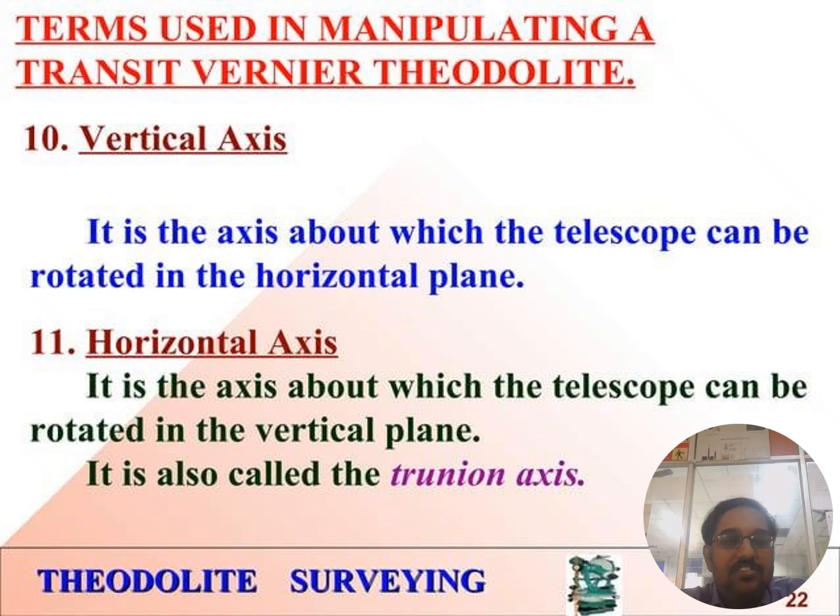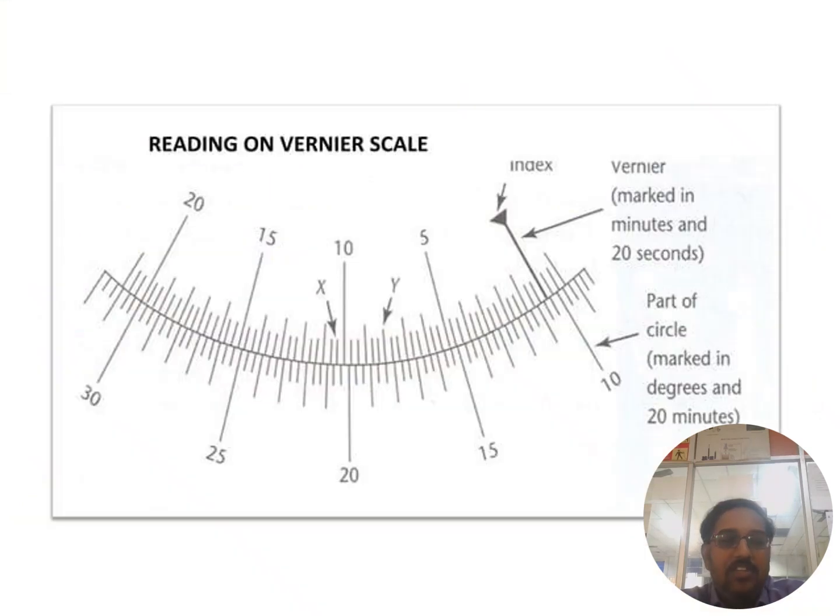Next comes the vertical axis. This is the axis about which the telescope can be rotated in the horizontal plane. And the horizontal axis is also called the trunnion axis, about which the telescope is rotated in a vertical plane. These are the readings to be taken.